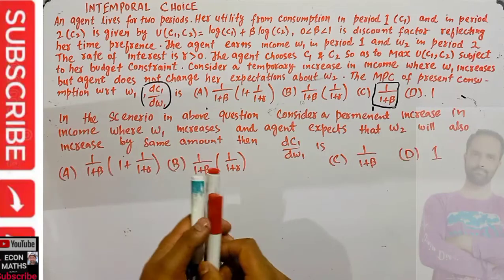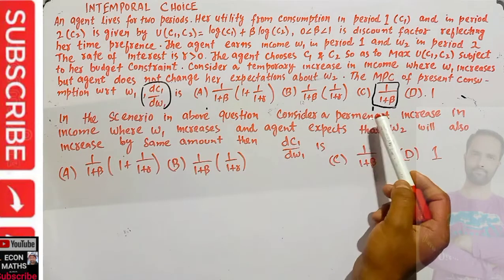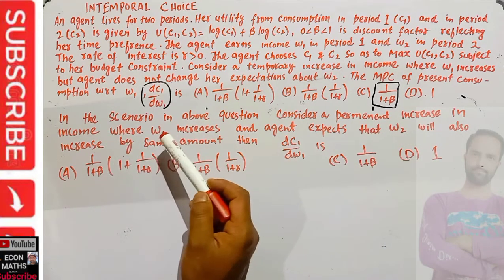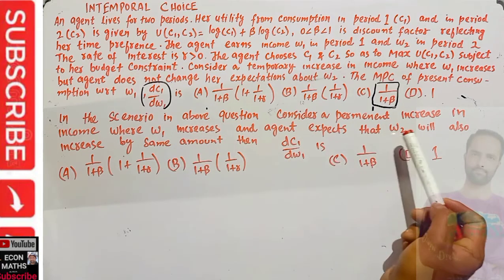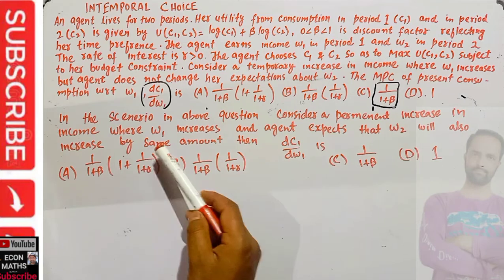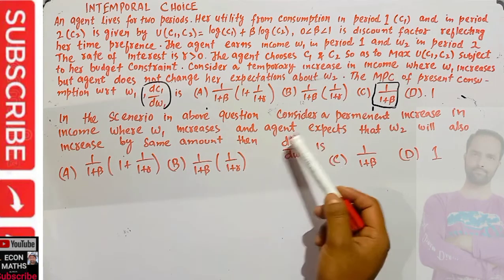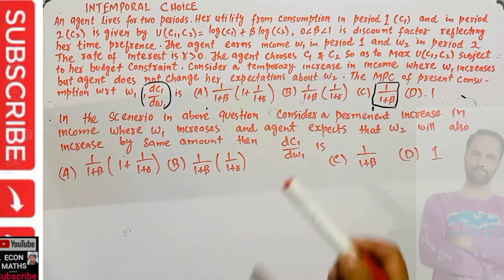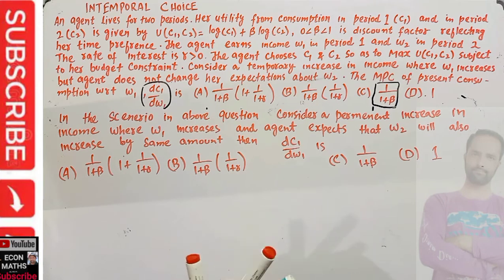Now the second part of this question is like this. In the scenario in the above question, consider a permanent increase in the income where W1, that means income in period 1, increases, and the agent expects that income in period 2 will also increase by the same amount. Then the marginal propensity to consume in period first with respect to income in period first is being given by the options given here. I will not repeat the options.